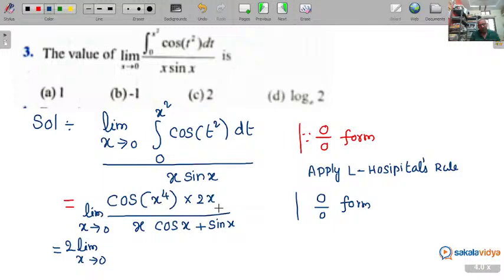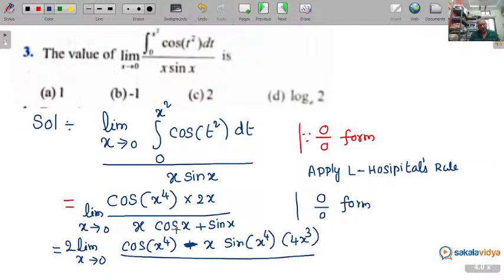Cos x to the power of 4 into x. Cos x to the power of 4. Differentiation of x is 1 plus x into differentiation of cos is minus sin x to the power of 4 into x to the power of 4 differentiation is 4x cube. So upon x cos x differentiation you need to write. So x into derivative of cos x is minus sin x. So minus x sin x plus cos x into x differentiation 1 plus sin x differentiation cos x.